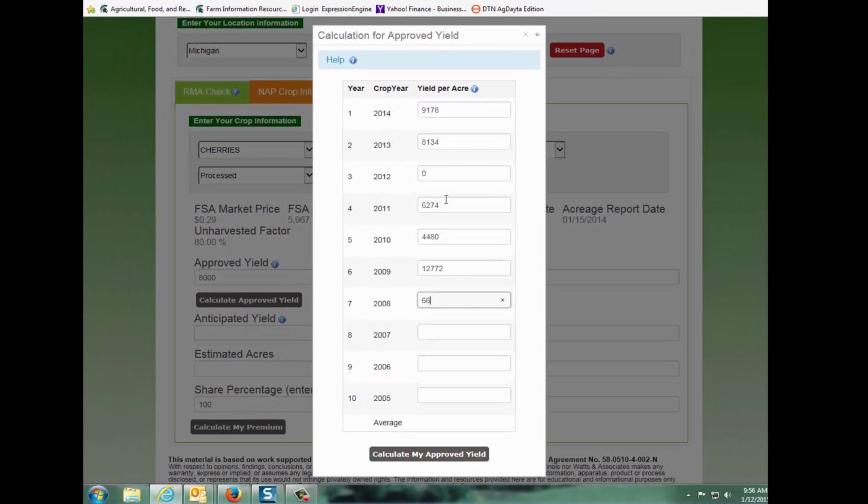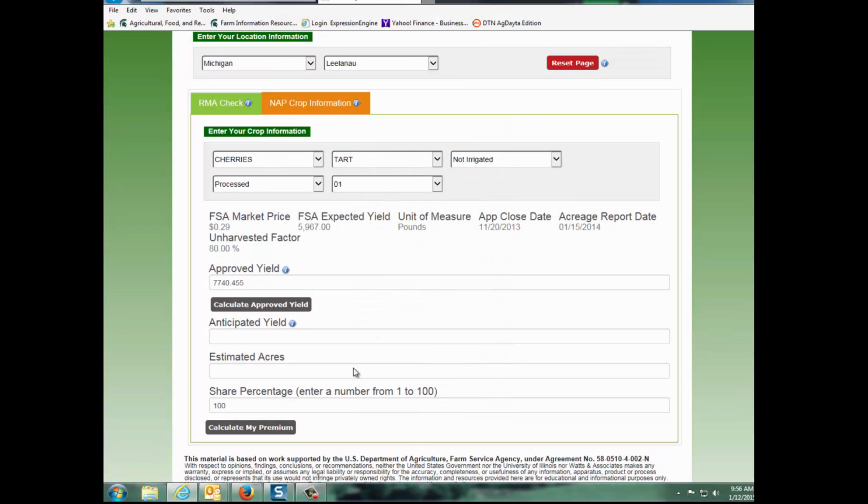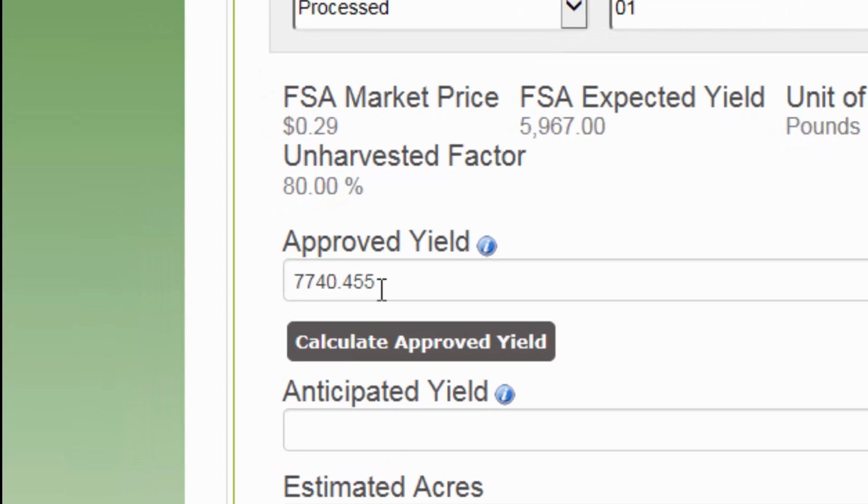2008 will be 6667, only half of what they received the next year. 2007 is 9268, 7916, and in 2005, 8837. When you get this done, you can click Calculate My Approved Yield. And it came out here to be 7740.